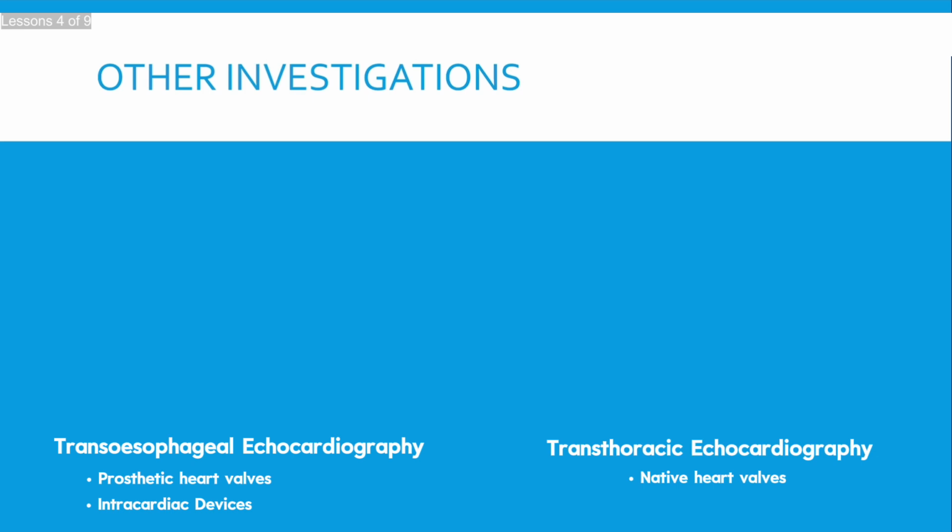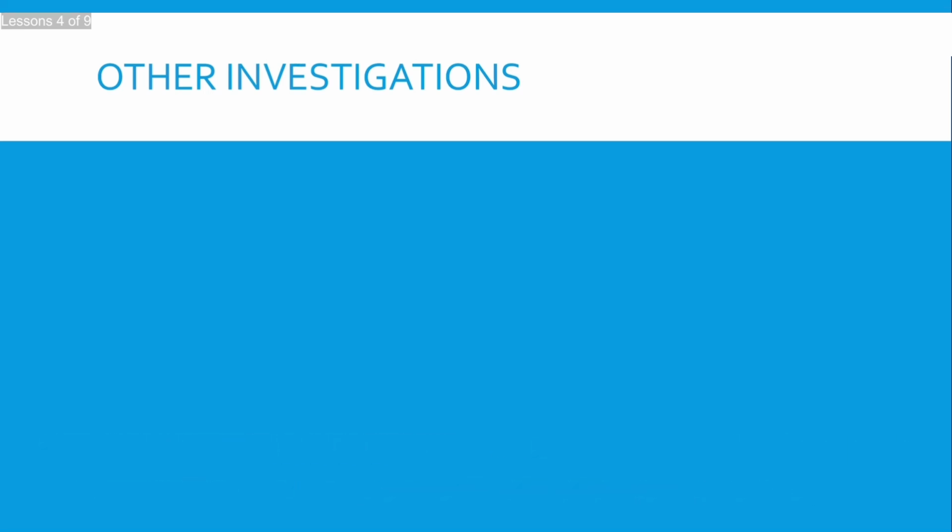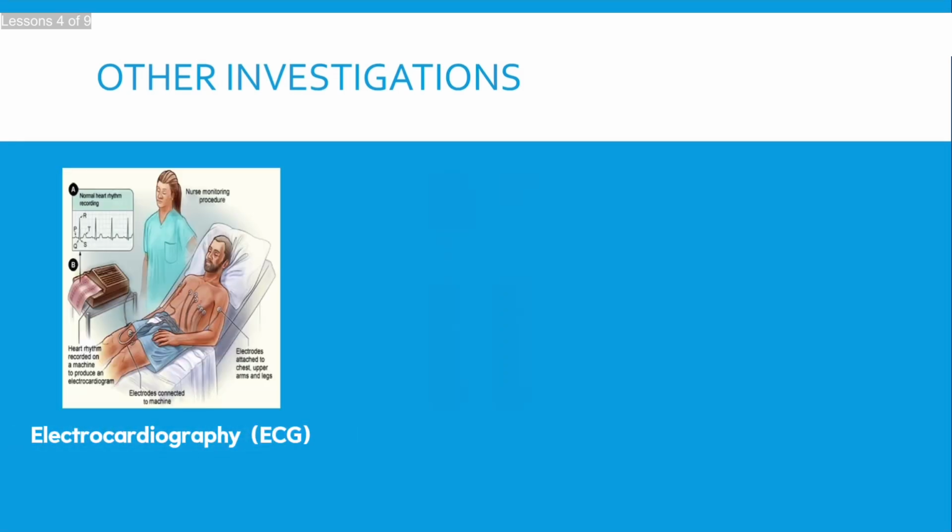A repeat echocardiogram is recommended within 5 to 7 days if the initial results are negative, but clinical suspicion remains high. Other tests and investigations include observations, urinalysis, and an ECG, as the progression of the infection can lead to conduction abnormalities of the heart. Whilst these abnormalities are uncommon, they are associated with worse prognosis and higher mortality.